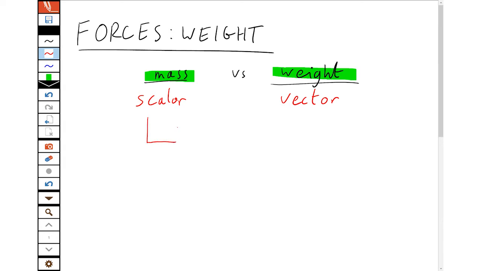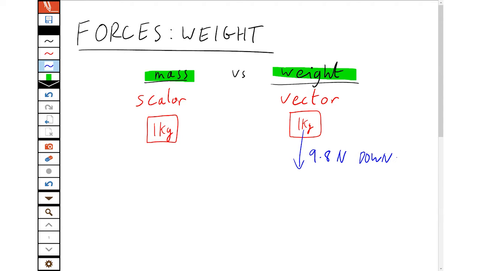Mass is a scalar. You can just have a bag of 1 kilogram sugar, and that's just a number. And anywhere in the universe, that'll be the same number. It's a property of the bag. It's got 1 kilogram. A vector, however: on Earth, that 1 kilogram of sugar will feel a force of 9.8 newtons down towards the center of the Earth. So that is a vector. That depends on a number, and that also depends on the Earth.